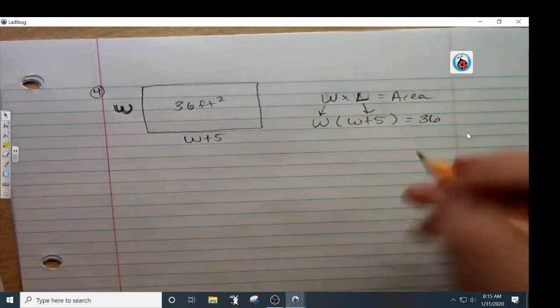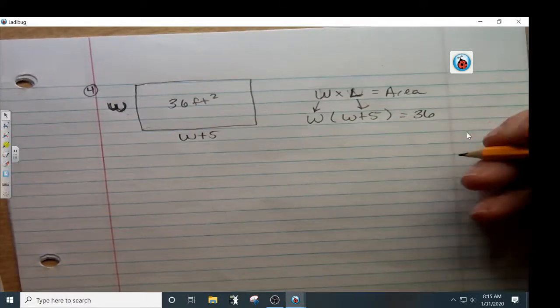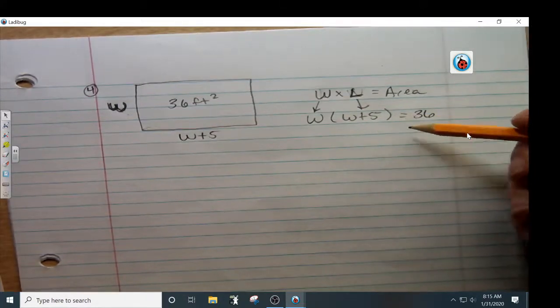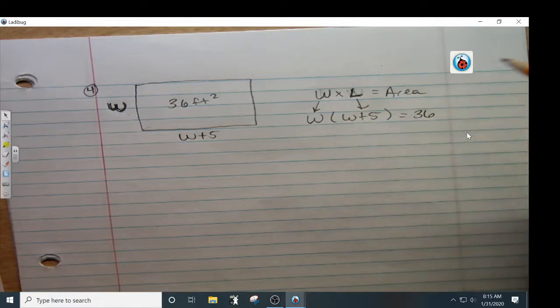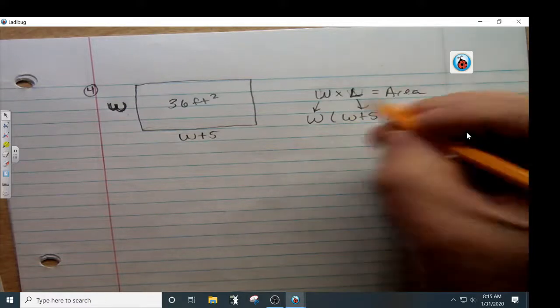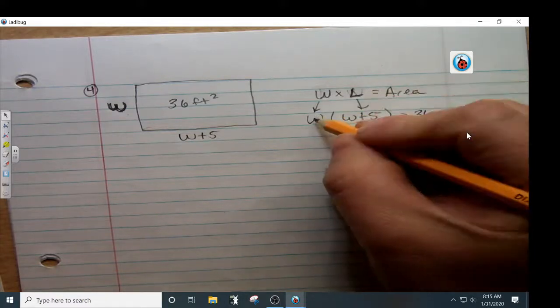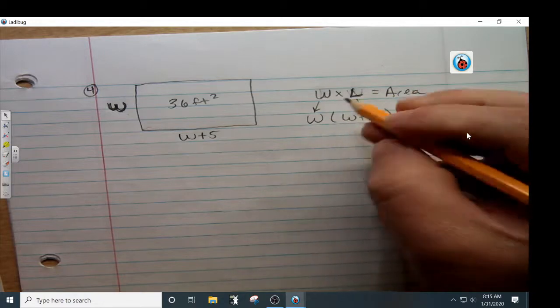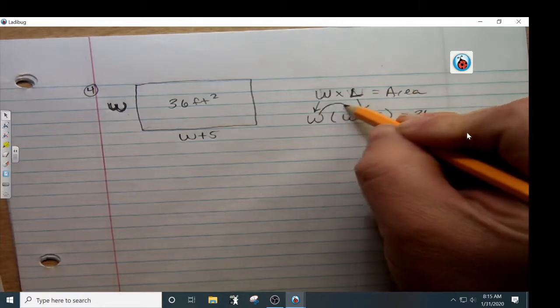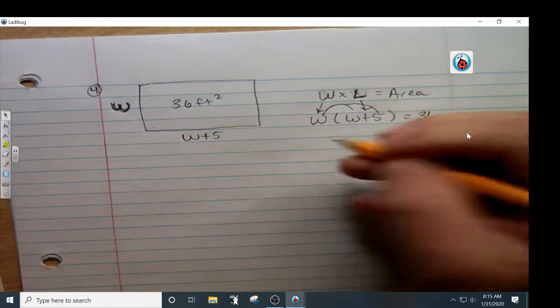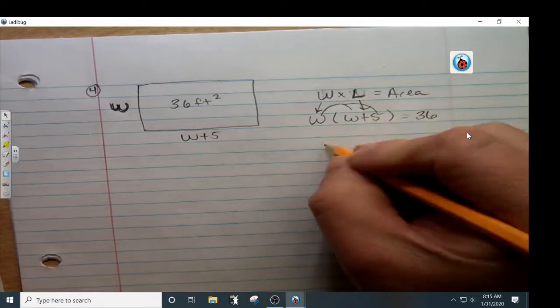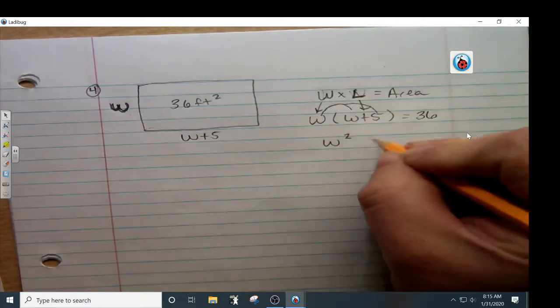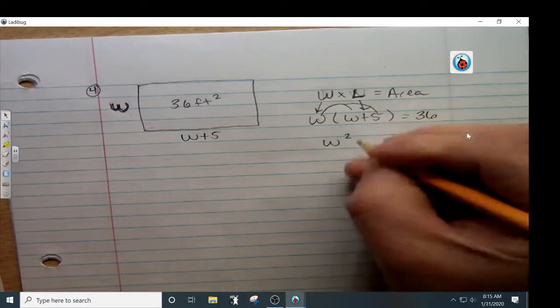Now, guys, what I'm more concerned with is not necessarily getting the dimensions here. I'm just wanting to see if you can set up a quadratic equation that would give the length, or give the area. Now, we're multiplying here, okay? So I'm going to distribute that to here and here. So what's W times W? W squared, right? Now, W times 5 is 5W.